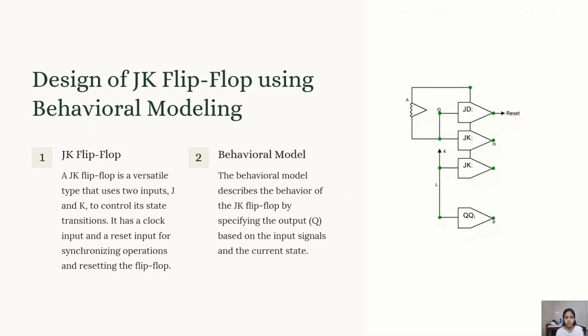Design of JK flip-flop using behavior modeling. A JK flip-flop is a versatile type that uses two inputs, J and K, to control its state transitions. It has a clock input and a reset input for synchronizing operations and resetting the flip-flop. The behavior model describes the behavior of a JK flip-flop by specifying the output, that is Q, based on the input signals and the current state.